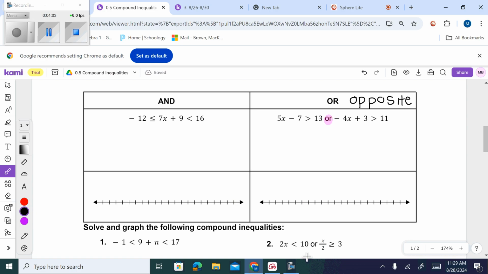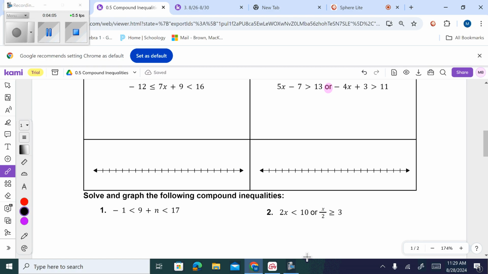Alright, how many inequalities did they give you? 2. Alright, let's write both of them. I got 5x minus 7 is greater than 13. I got -4x plus 3 is greater than 11. Alright, y'all, we're just going to solve these like normal. What would you move first?